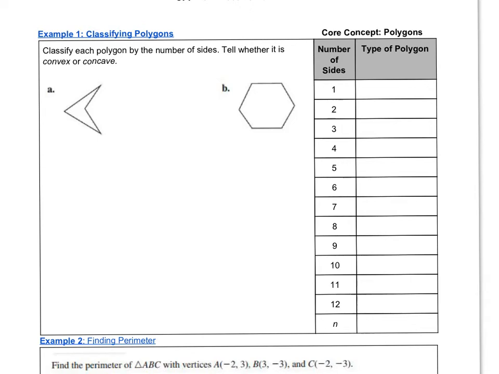We can't actually have a polygon. Think about a polygon as a shape that has sides. We can't actually have a polygon that has one or two sides. So I want you to cross off one or two. We also don't have a special name for a polygon with 11 sides. So you can cross that off. So let's name the rest of them.